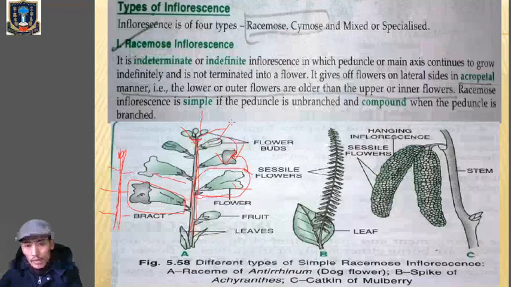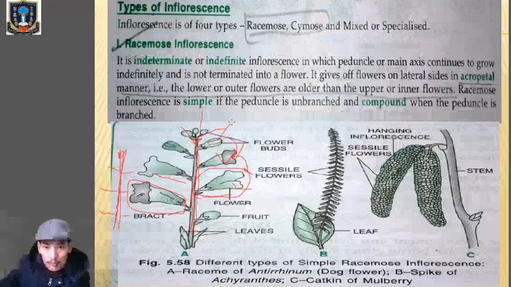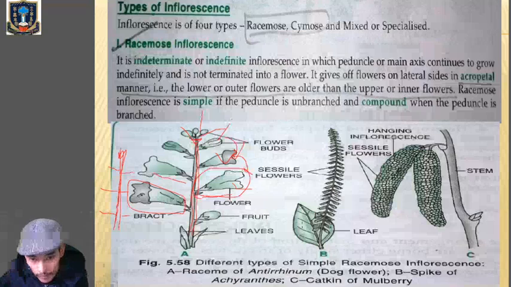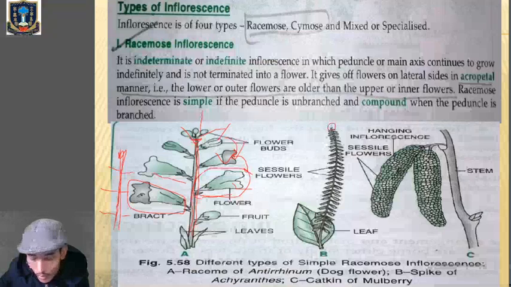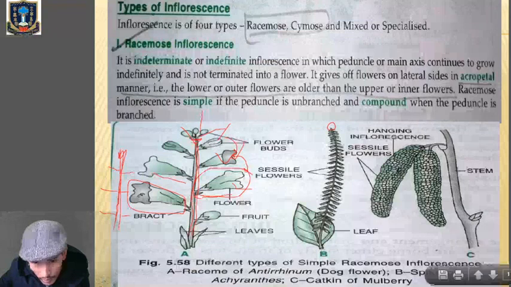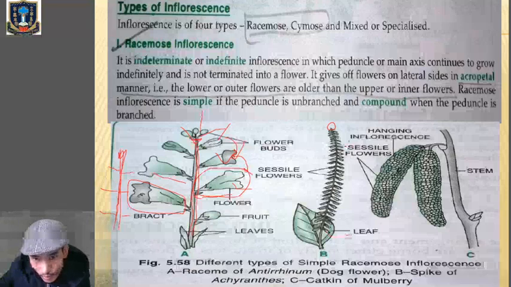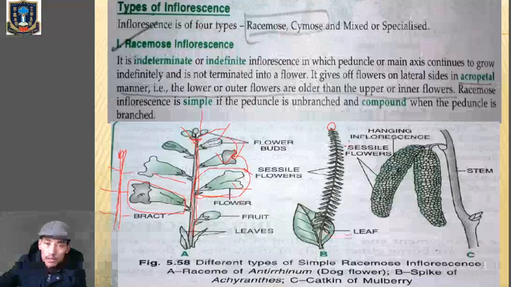So when the pedicel is branched, it is called compound. When it is simple, it is unbranched. Look at figure B. This is the main pedicel. Can you see the long stalk? This main pedicel does not end in a flower. You can see the presence of flowers over here, and at the lower end we will find the older flower, and at the upper part we will see the younger flower.